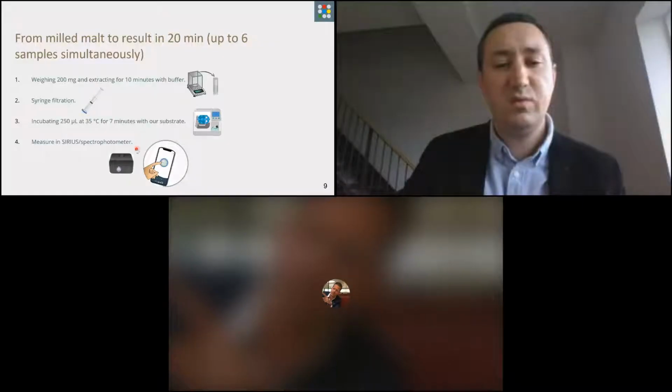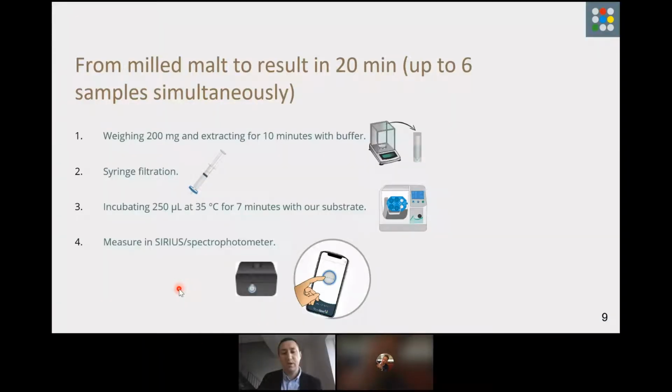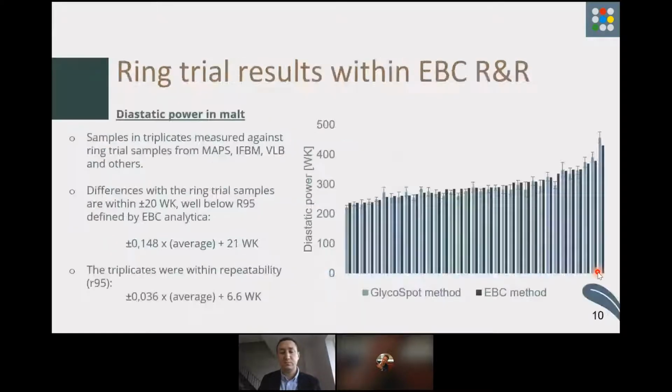To quantify that, we have developed at GlycoSpot our own spectrophotometer. That has to do with the healthy work environment I mentioned before. By using our own spectrophotometer connected to an app, you are able to get the results in an app for Android and also for iPhone. So from milled sample to the result on your phone, it takes 20 minutes.